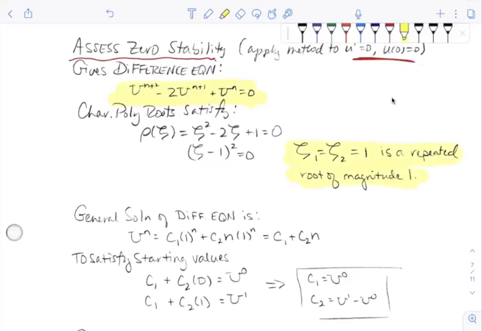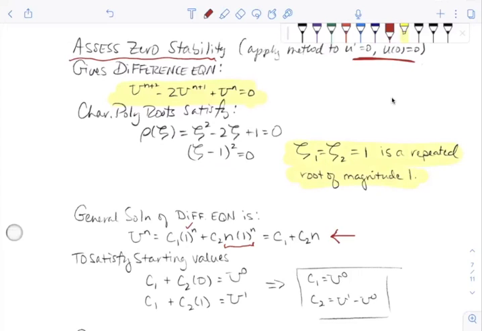I spoke about this a bit earlier in the previous video. So your general solution to this difference equation is, well, it's C1 times 1 to the power of n, because my first root is 1. And then because I have a repeated root equal to 1, I get an n times 1 to the n. So once we clean it up a little bit, it is C1 plus C2 times n.